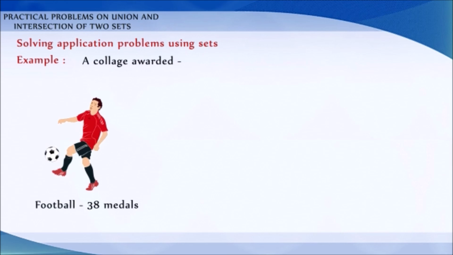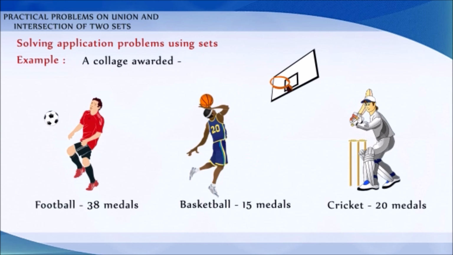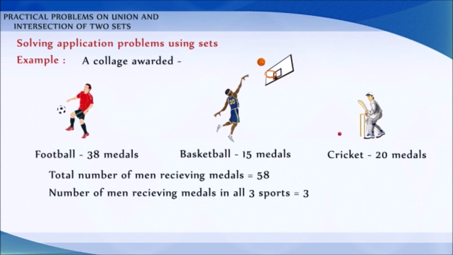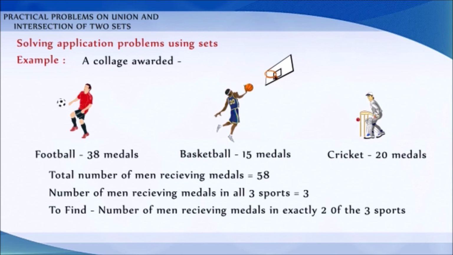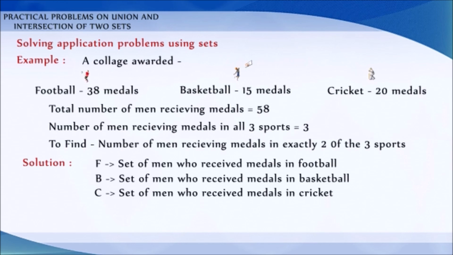Let us solve an application problem with the help of sets. A college awarded 38 medals in football, 15 in basketball and 20 in cricket. If these medals went to a total of 58 men and only 3 men got medals in all the 3 sports, how many received medals in exactly 2 of the 3 sports? Solution. Let F, B and C denote the set of men who received medals in football, basketball and cricket respectively.